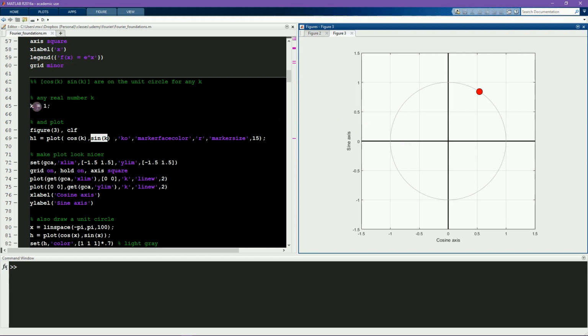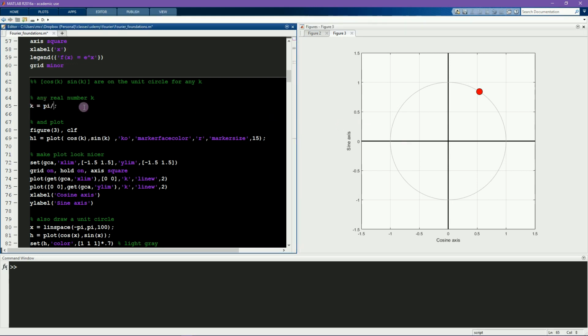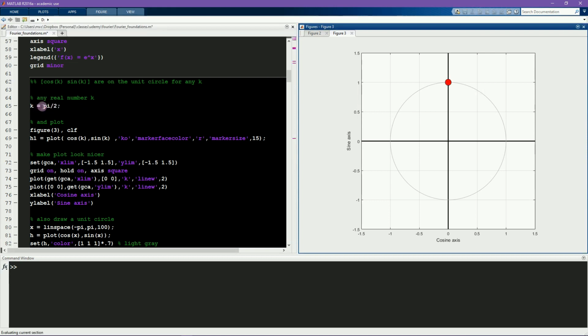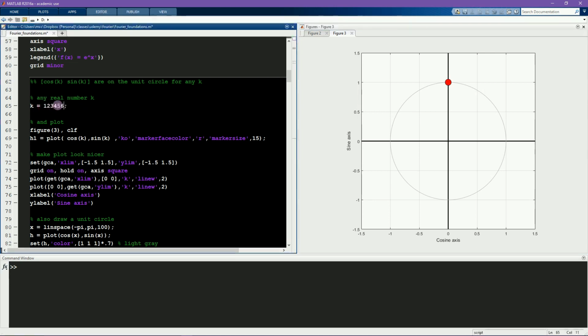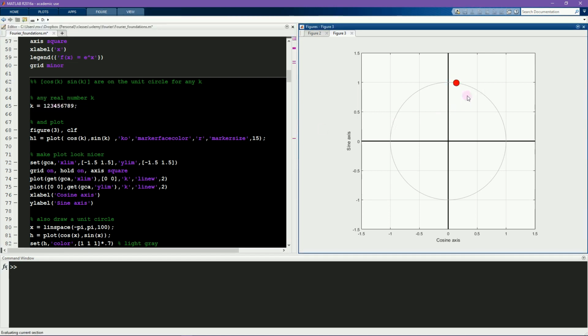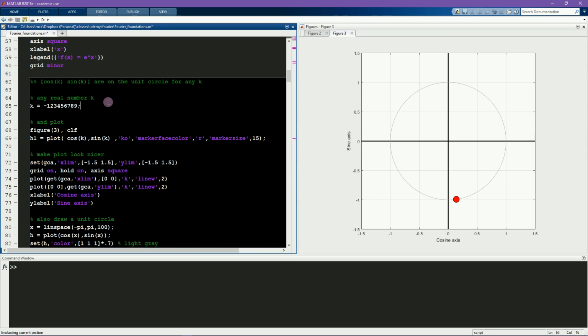I encourage you to pause the video and change these values of k, and you'll see that no matter what k is, even if it's an extremely large number, it will still be somewhere on this unit circle, including negative numbers. Let's change this back to, for example, pi over 3.